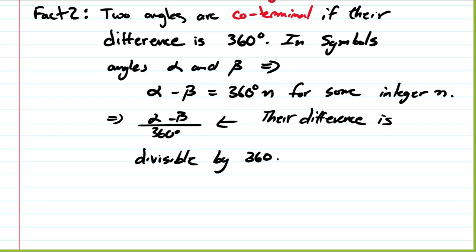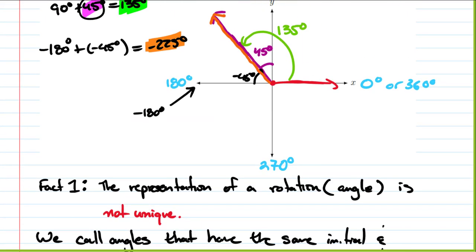So let's go back up and look at our diagram. If we were to subtract these coterminal angles, what would we notice? Well, what is 135 minus a negative 225? Well, minus minus makes it plus. So then if we add them together, we get exactly 360 degrees. So they are a multiple of 360 degrees, and 360 divides 360 exactly one time. Okay.